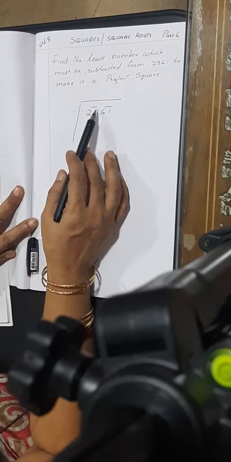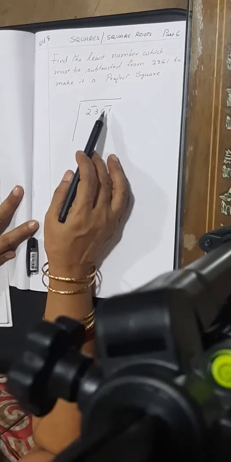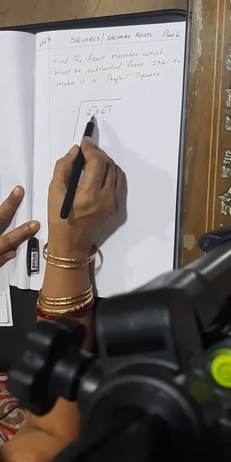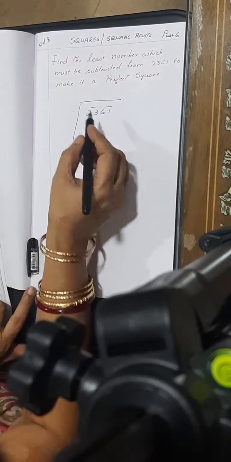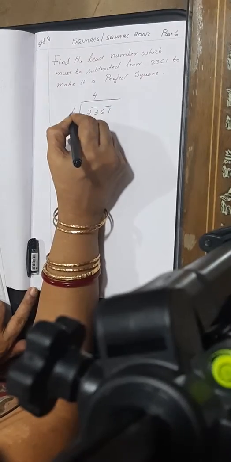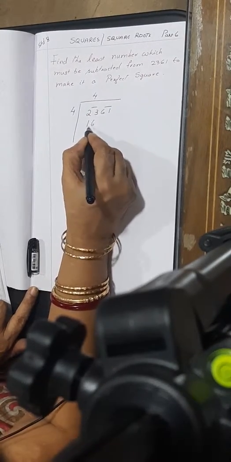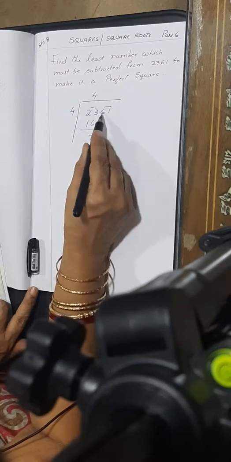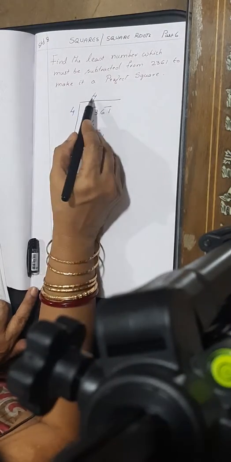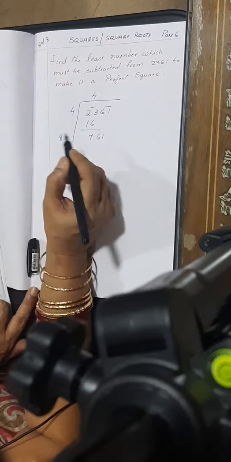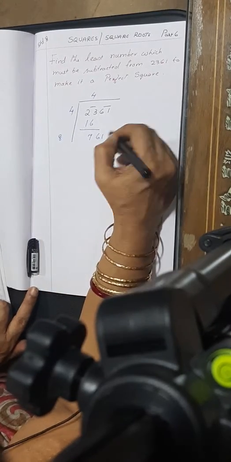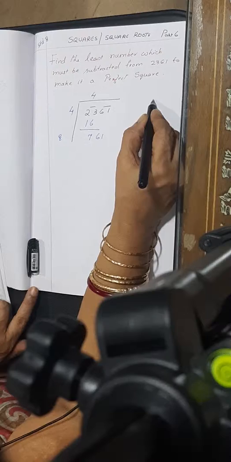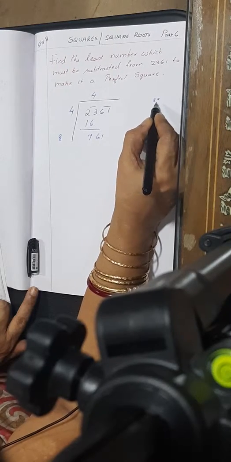So, first we will start with the long division, which we have already studied. So, 2361 we will do the long division. So, it is 4 into 4, 16. So, this is 7. So, we will bring down the 61 down. Double of 4 is 8. Now, we will try out some numbers which is less than 761. So, 8, 9 we will try.